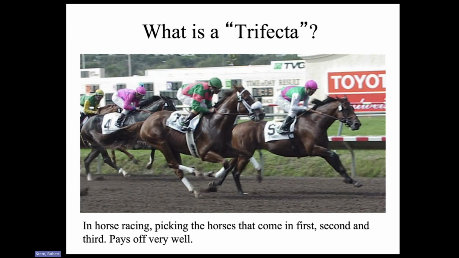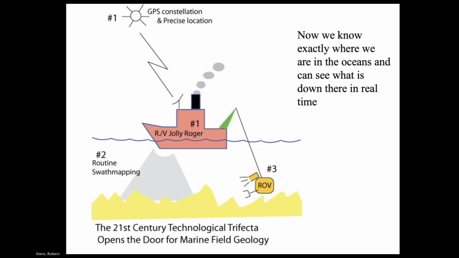All right, so what is a trifecta? In horse racing, picking the horse that comes in first, second, and third in a race is a trifecta. And as you can imagine, it pays off very well. So here is the marine geologic trifecta.